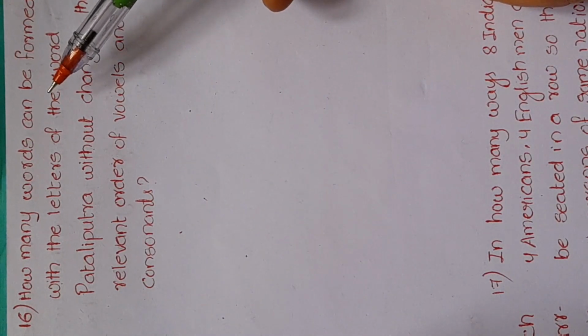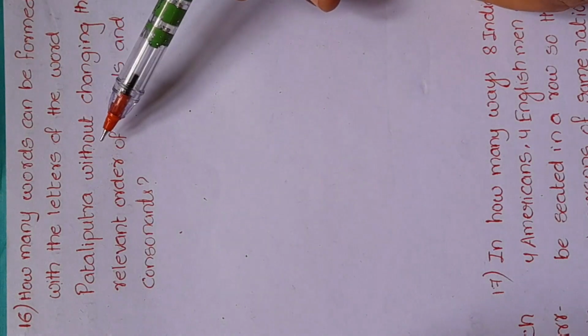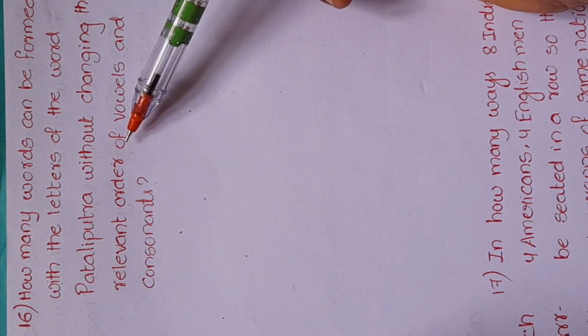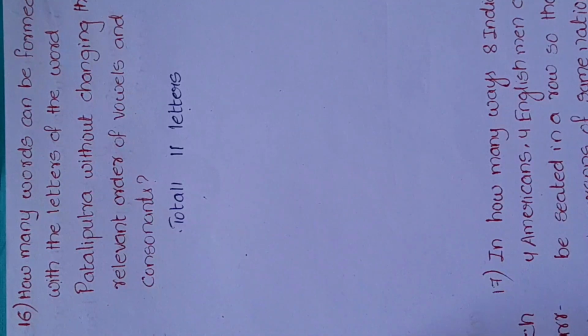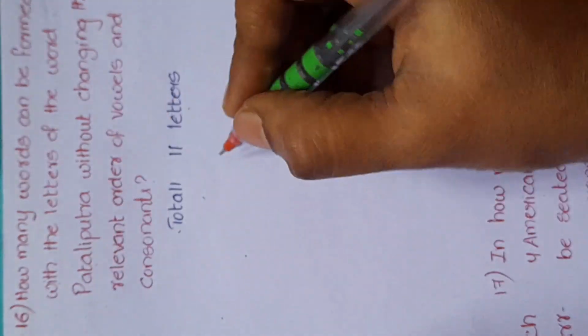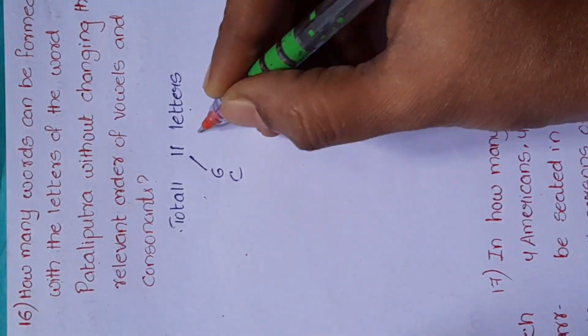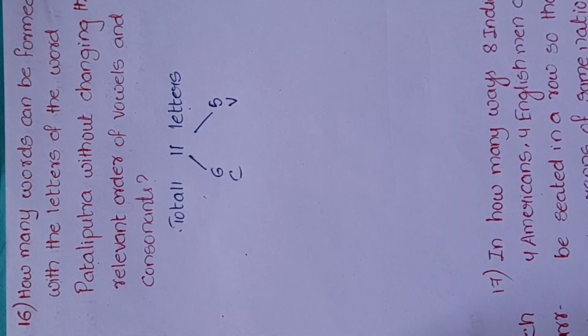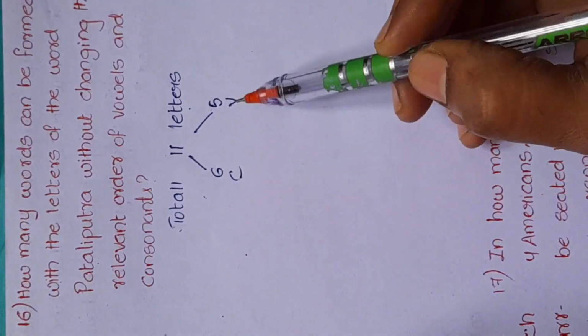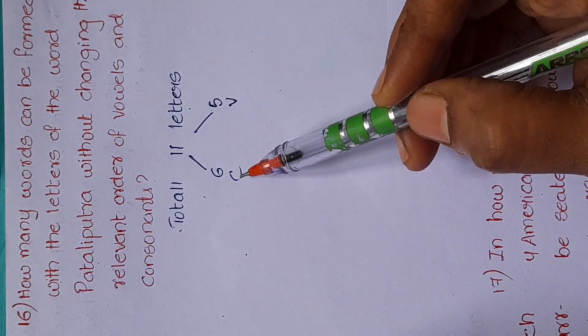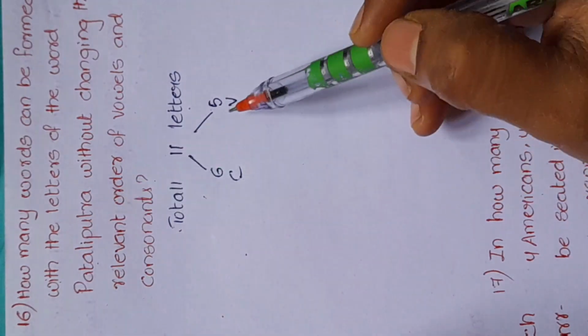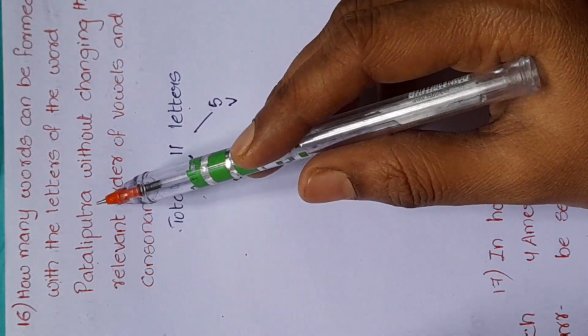16th question. How many words can be formed with the letters of the word Pataliputra without changing the relative order of the vowels and the consonants? There are total of 11 letters in the word Pataliputra, of which 6 are consonants and 5 are vowels. Here the relative order of the consonants and the vowels should not be changed. So the consonants occupy the places of the consonants only and vowels occupy the places of vowels only.